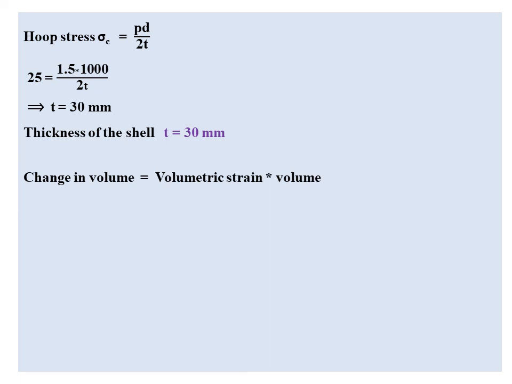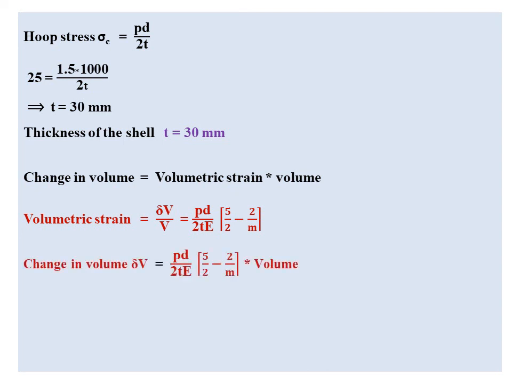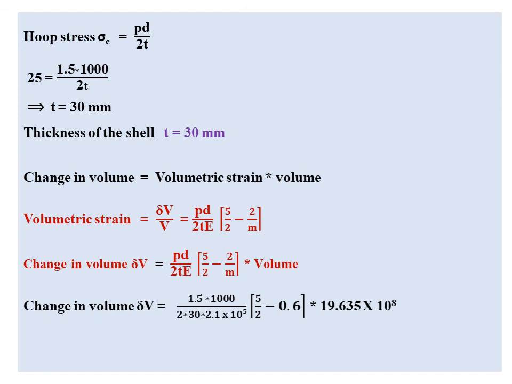Change in volume equals volumetric strain multiplied by volume. Volumetric strain, delta V by V, equals PD by 2TE into (5/2 minus 2/m). Change in volume delta V equals PD by 2TE into (5/2 minus 2/m) into volume. By substituting the values of pressure, diameter, thickness, Young's modulus and volume, the change in volume comes as 44.4124 × 10^4 mm³.